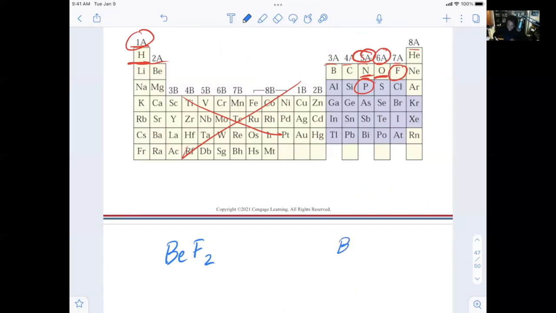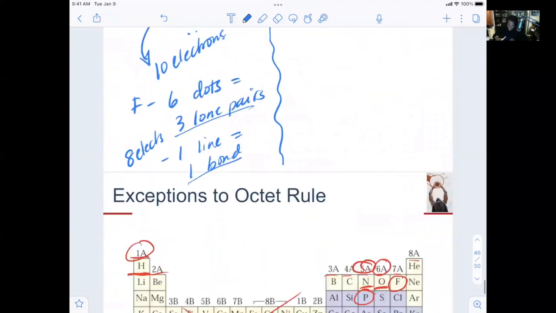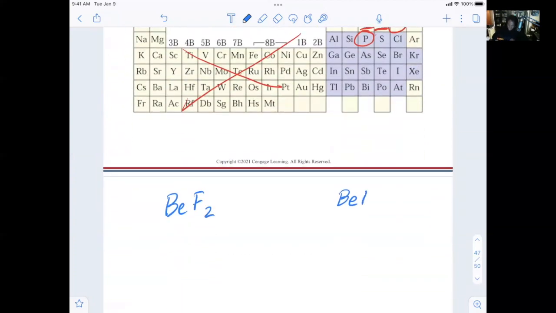BeF2, Be. What did they use for this other one? Was it F also? Oh, this F is getting a lot of, hold on. BF3.